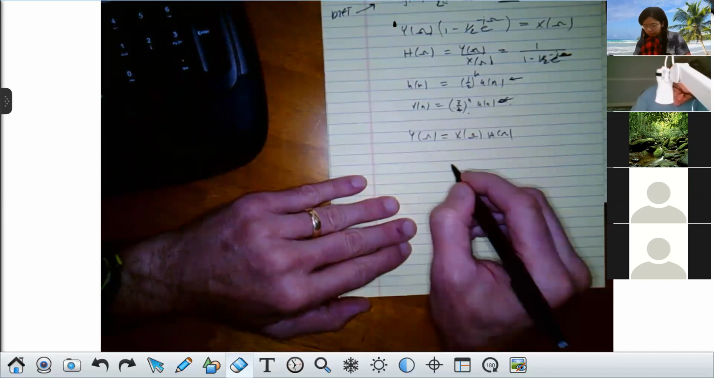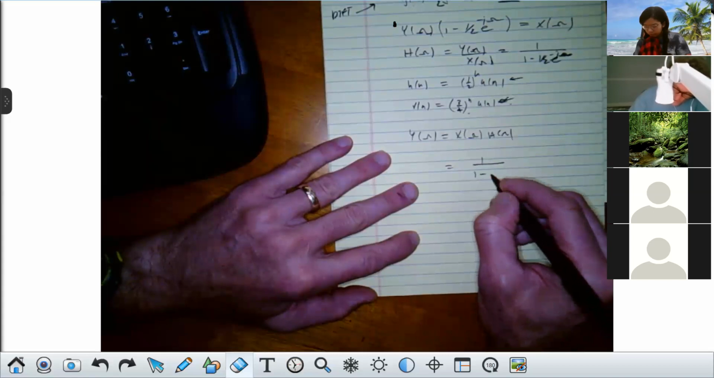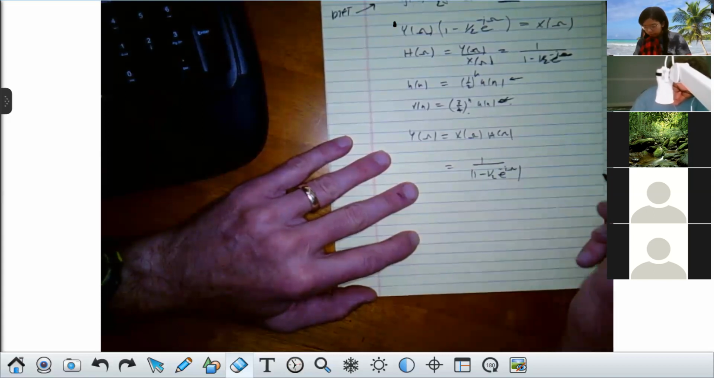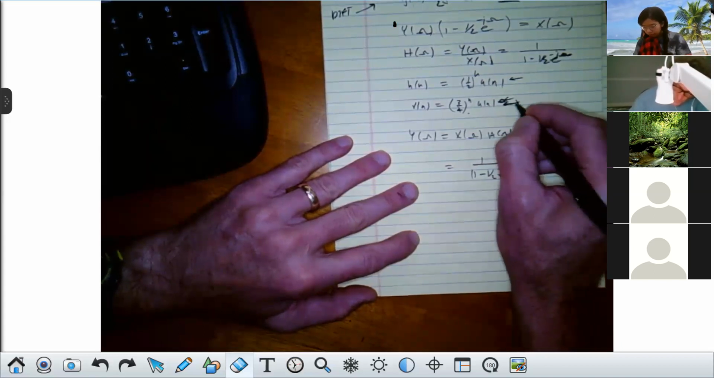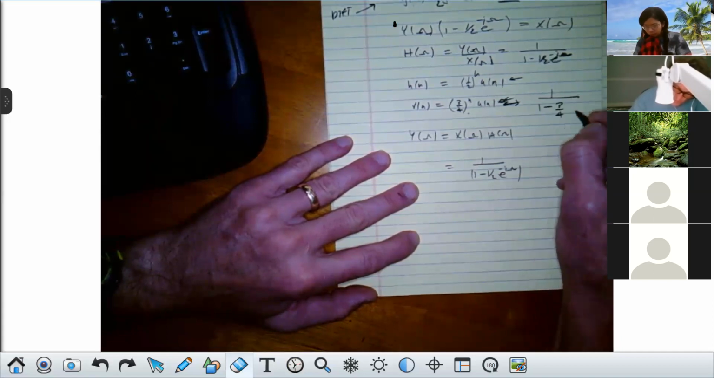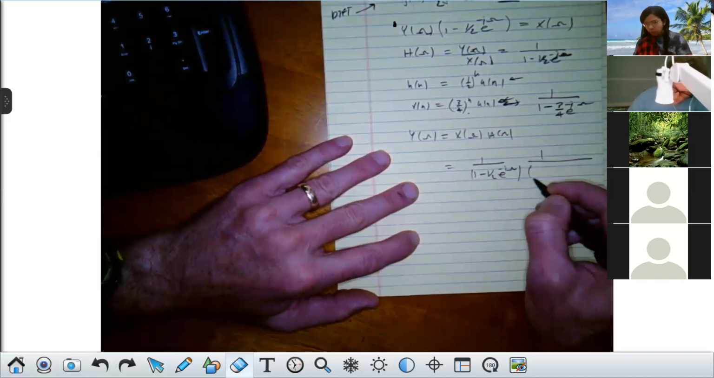Okay, what is that going to be? Well, that's equal to 1 over 1 minus 1/2 e to the minus j omega. That's my h of omega, right? And then what's the transform of this one? Isn't that just 1 over 1 minus 3/4 e to the minus j omega, class? Everybody? Yep. Yes. Yeah. So you multiply that.